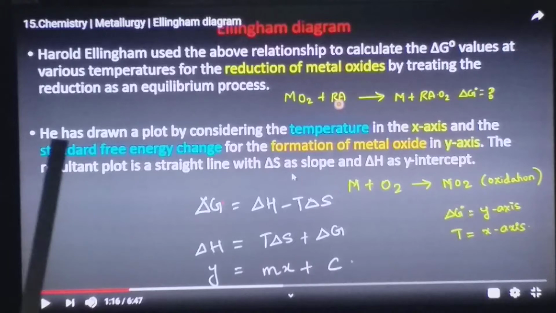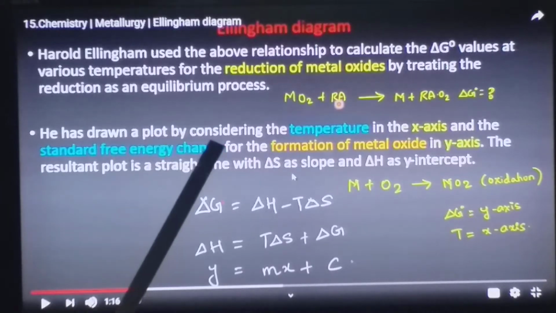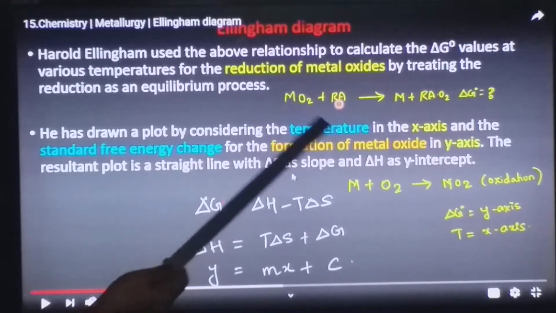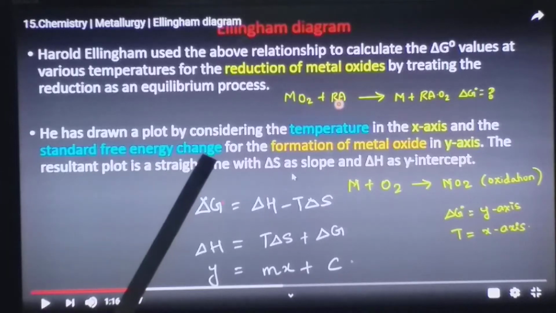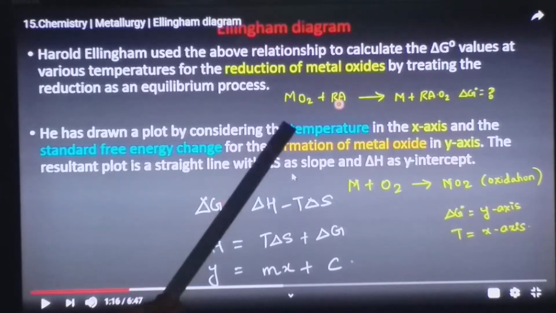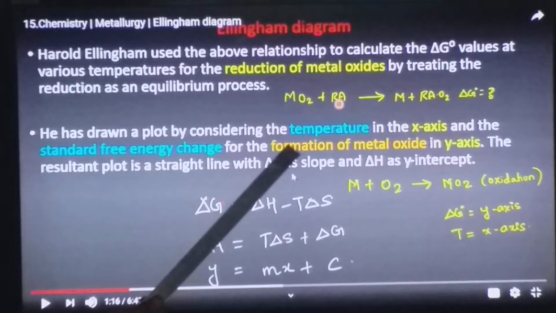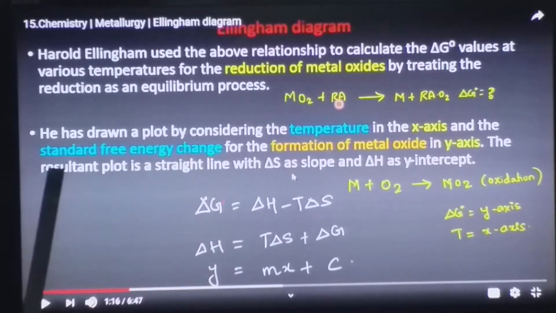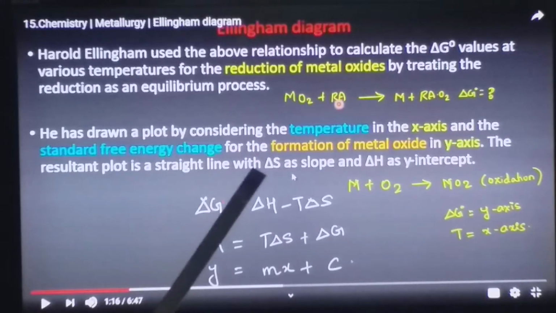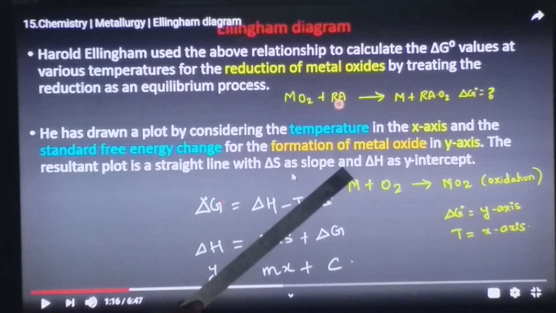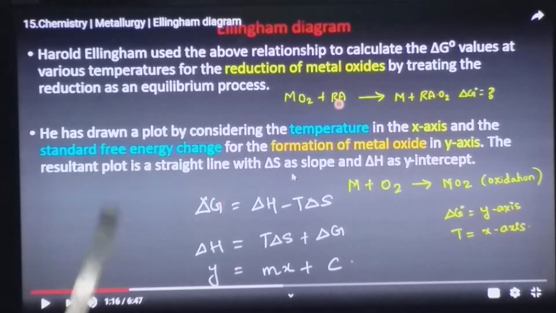I will see later. He has drawn a plot by considering the temperature on the x-axis and the standard free energy change, that is del G, for the formation of metal oxide on the y-axis. The resultant plot is a straight line with del S as the slope and del H as the y-intercept. So now I am explaining what the Ellingham diagram is.